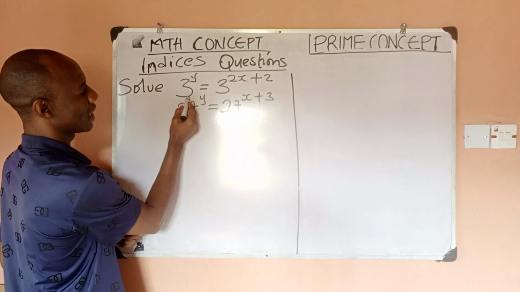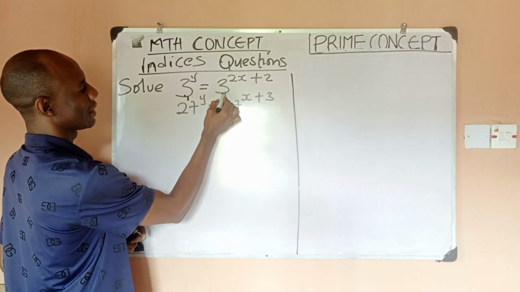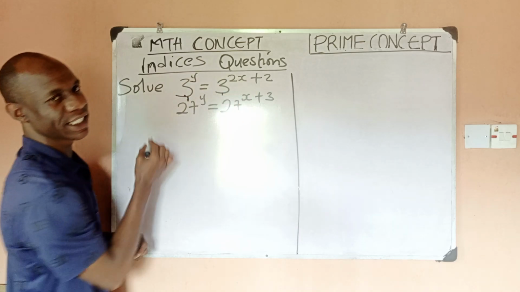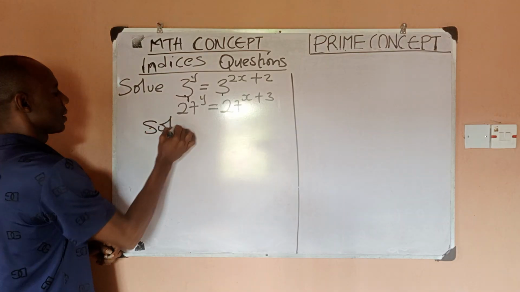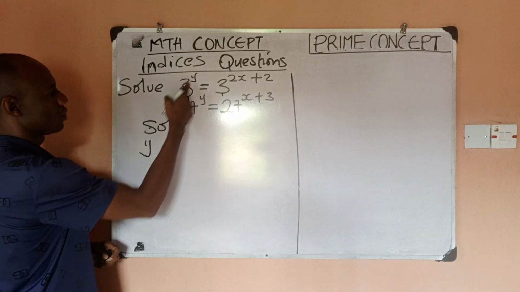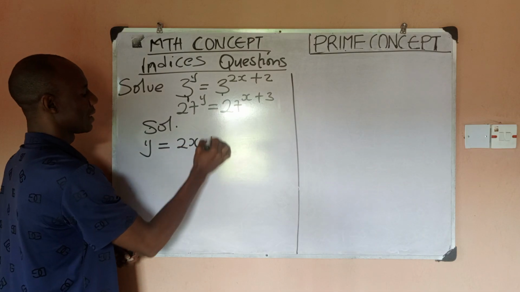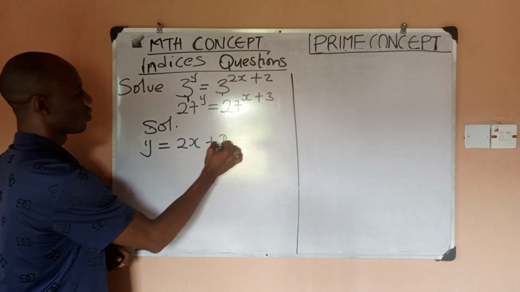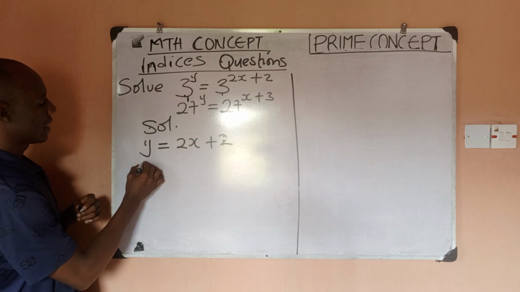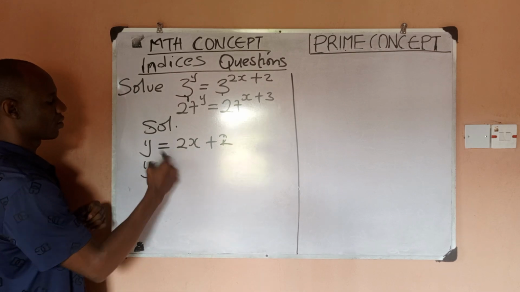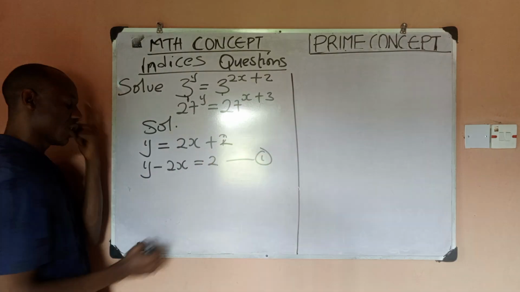Starting from the first one, we already have a common base, right? Which is 3 and 3. So it means I can equate their powers. So I would have that y, which is this, should be equal to the power here, 2x plus 1 plus 2. If I write this in a standard way, I would simply have that y minus 2x equals 2. So I'll call this equation 1.